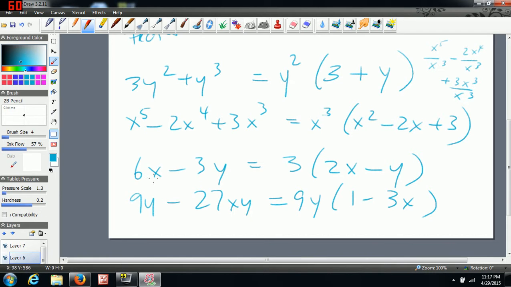Okay, so over here, the biggest thing would be the number 3. We would go ahead and take that out. We'd be left with 2x minus y. Over here, the biggest one would be 9y, so we'd be left with 1 minus 3x. Okay, so let's try a few more.